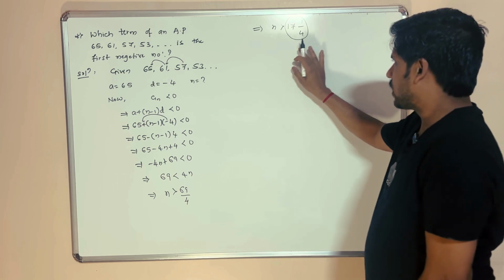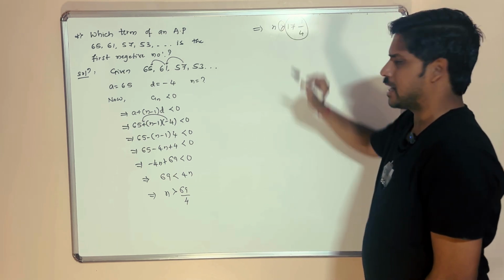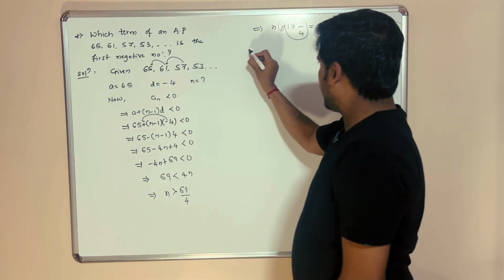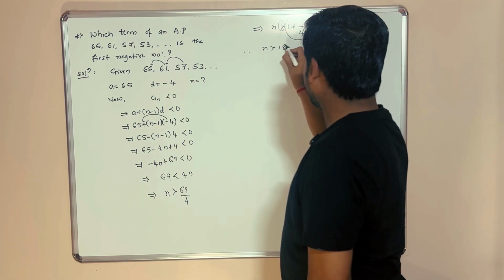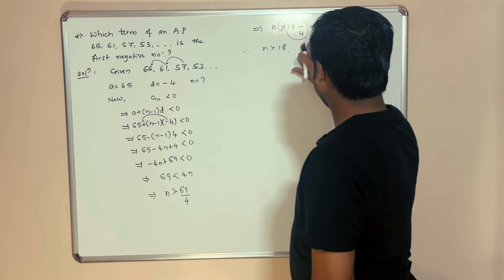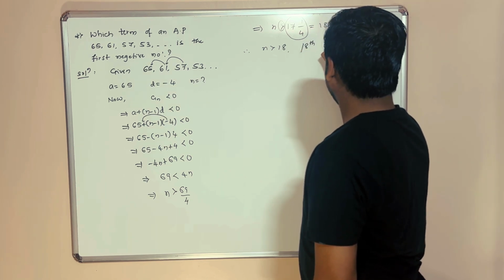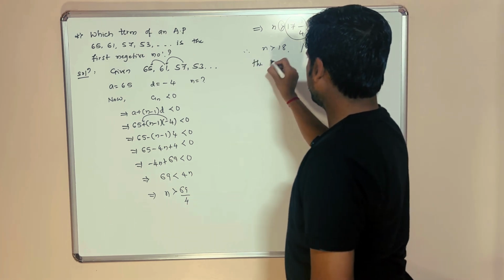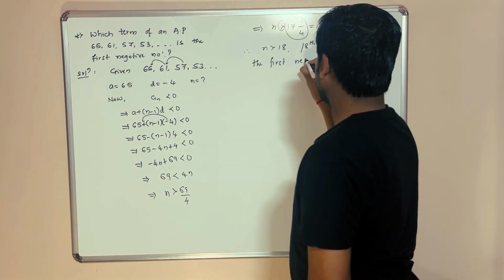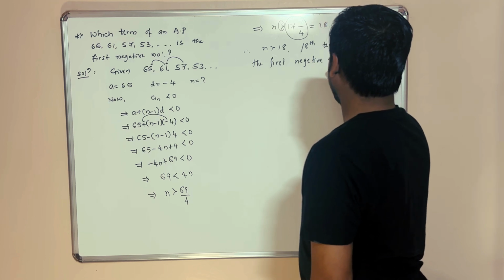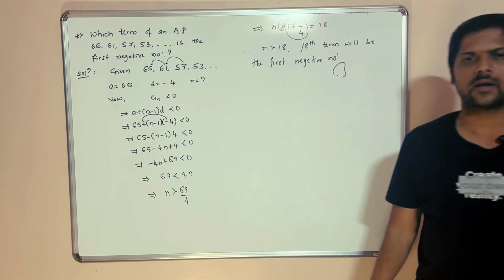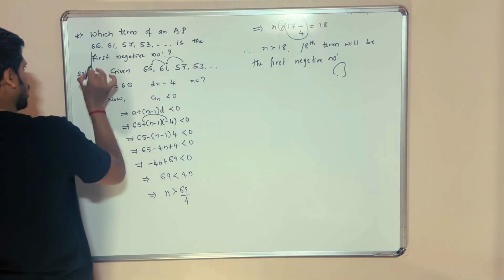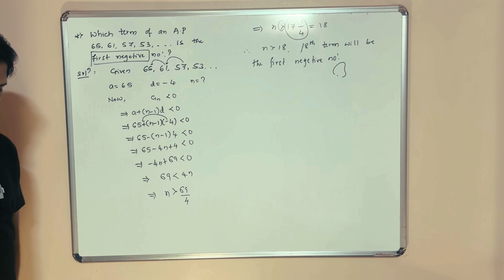The nearest natural number greater than this is 18. So the 18th term, so therefore n is greater than 17 1 by 4, that is, the 18th term will be the first negative number. So which is the required solution. So it means in the 18th term we are going to get the first negative number. Right?